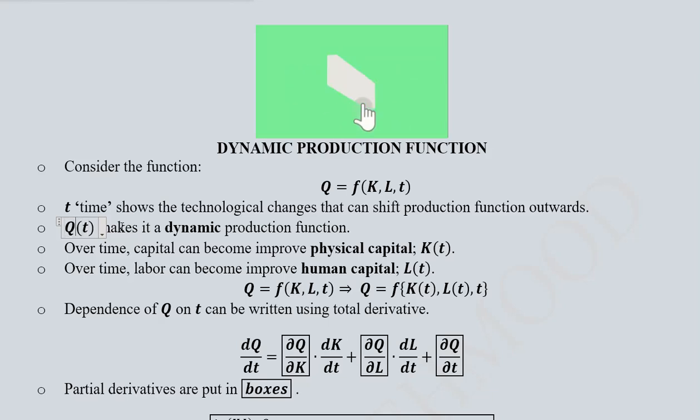Now this output is also a function of time, and this is why we can call it a dynamic production function, because anything that changes over time is considered to be dynamic. And also over time, we know that capital can become a better form of it, that is, it can become a better physical capital. So we can represent it with K as a function of t. And over time, again, labor can be improved in terms of its quality, and it can become human capital. So labor over time will be improved.